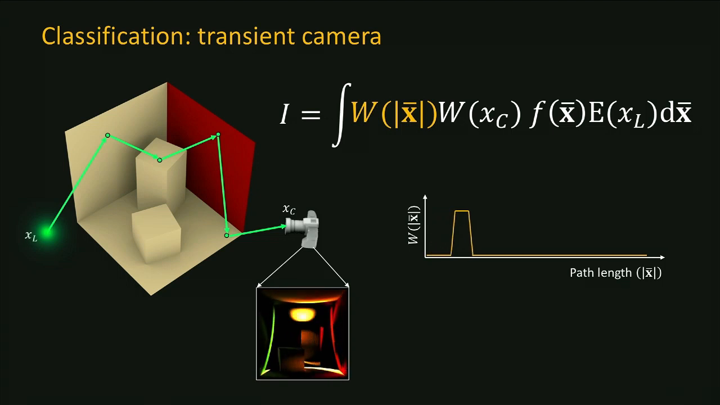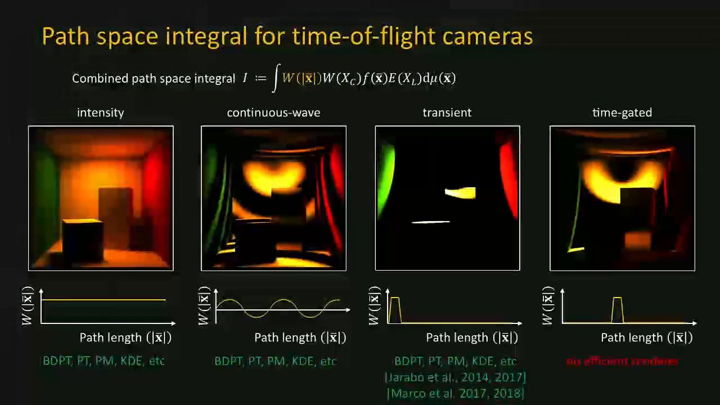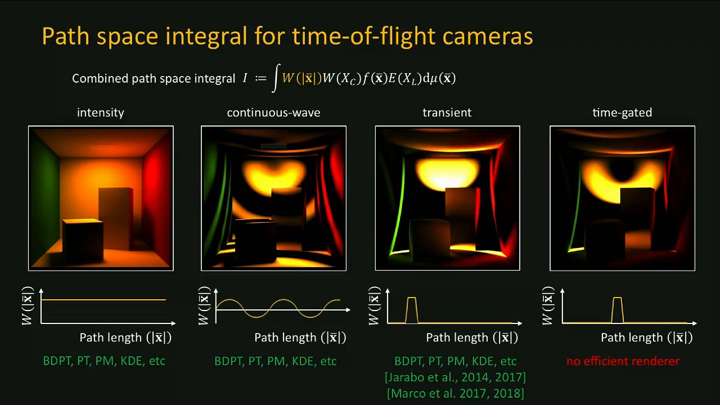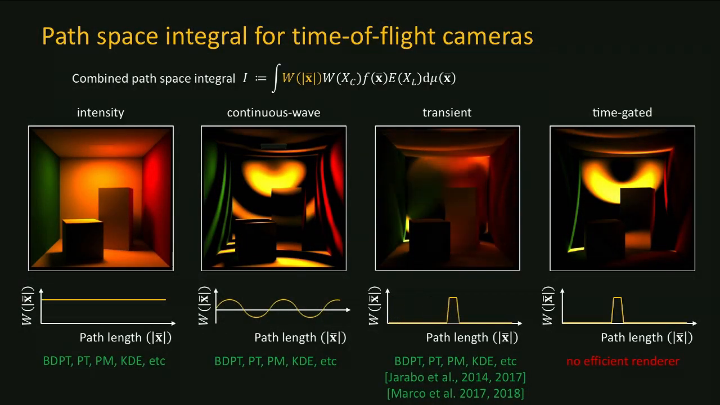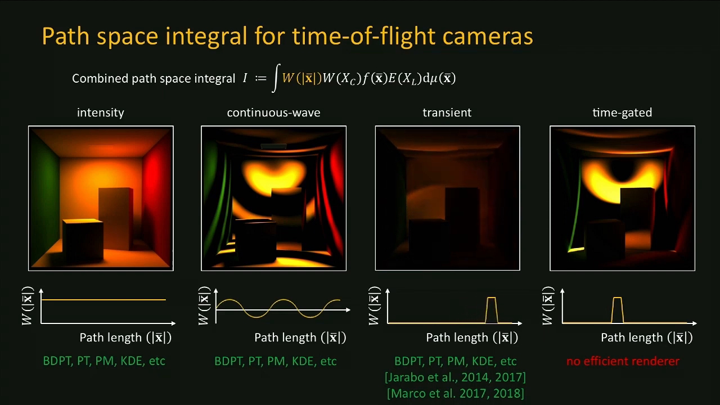Finally, a transient camera is like an extension to time-gated camera. It captures images from not just one, but multiple shifted time gates and produces the video of light in flight. Existing path sampling algorithms developed for intensity camera will remain efficient for 2 out of these 3 time-of-flight cameras.